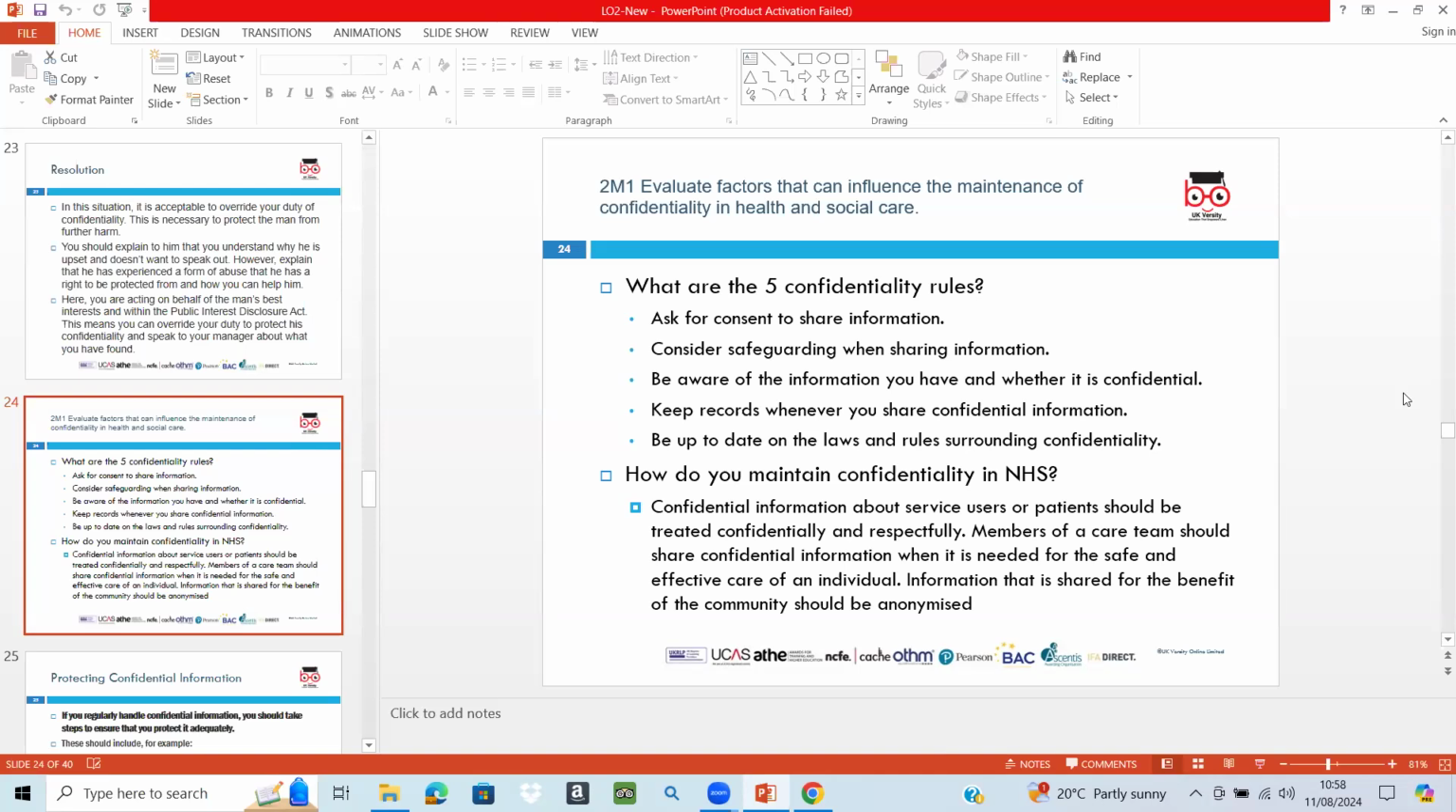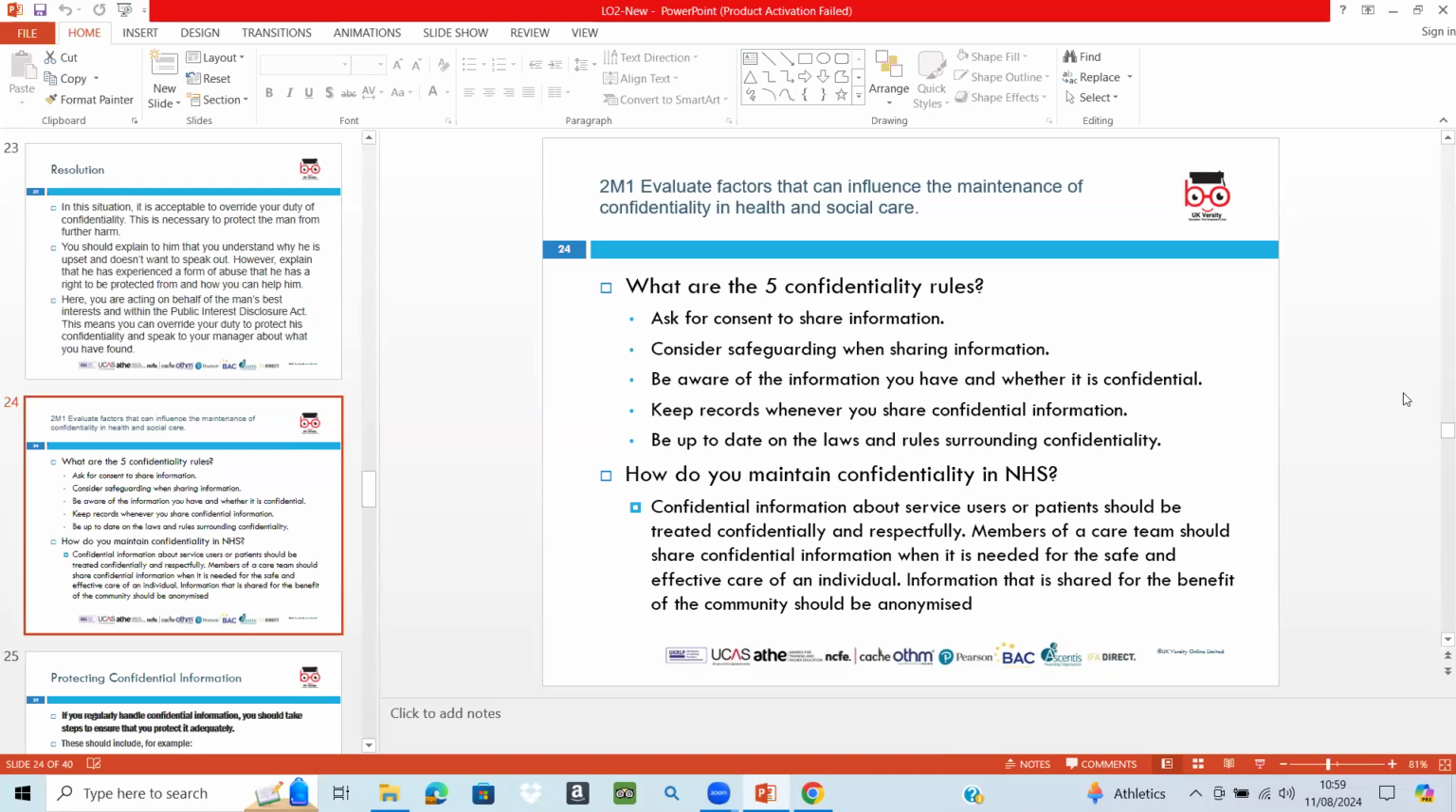Then we have be aware of the information you have. Healthcare providers must be mindful of the sensitive information they hold and the responsibility that comes with it. As an example, accessing a service user record should only be done for a legitimate reason related to their care.